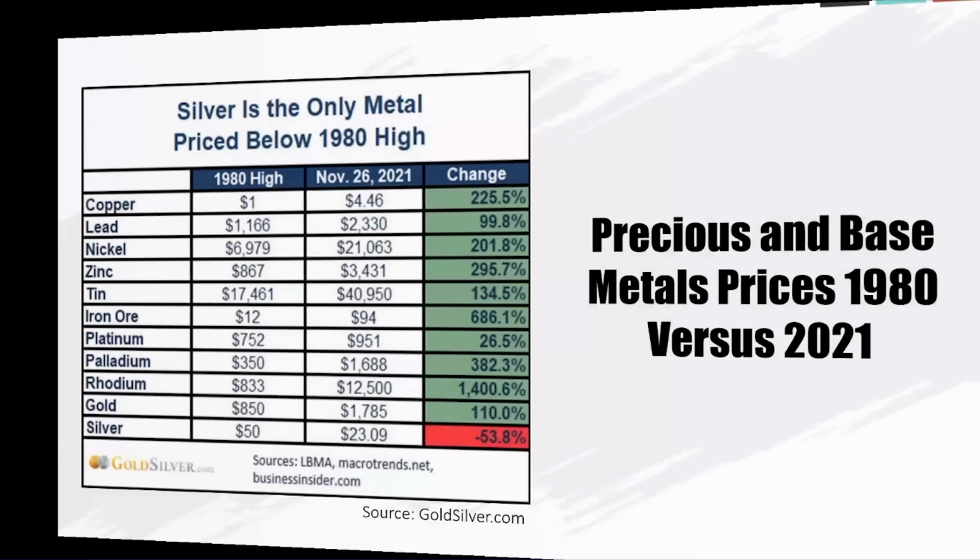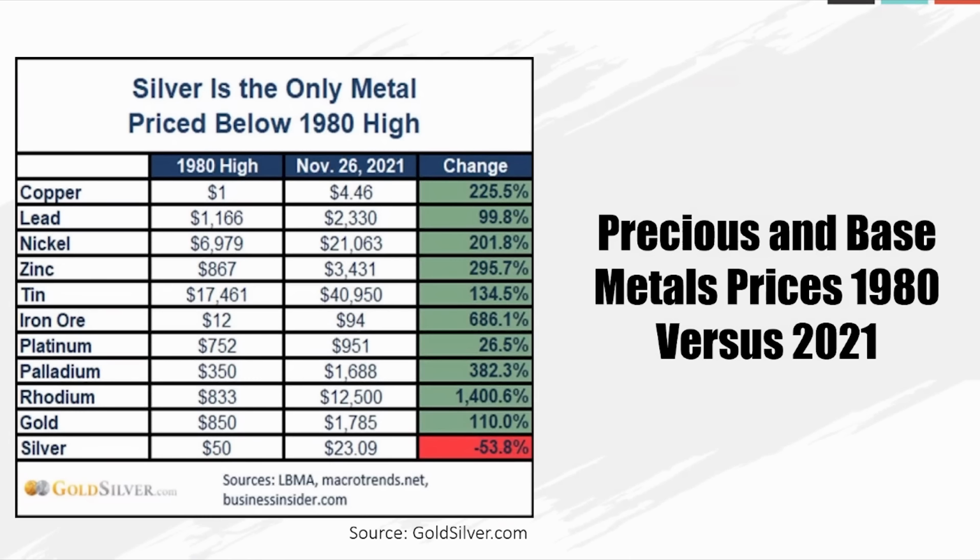So of all the metals, you can look here on this chart, I won't read them off. Silver is the only one that is not above its all-time high. And even if you take silver to 1980, not the one-day high of 50, but the average price for the entire year was $20 back in 1980. So inflation adjusts that. So even at $20, we're just barely above that now, so many years later.